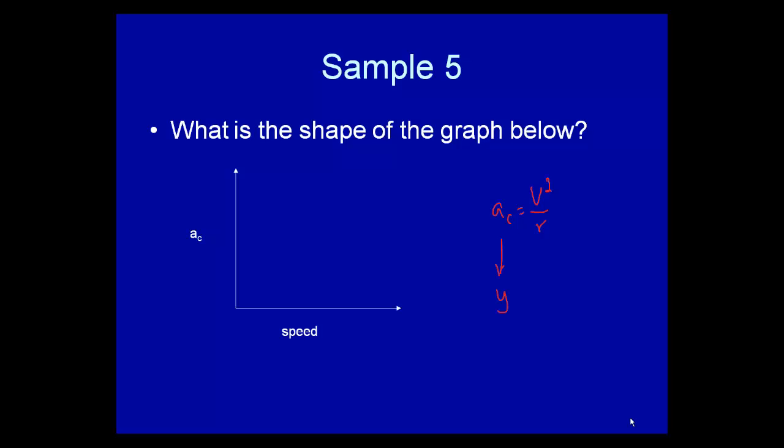Looking at my graph, a_c is on the y-axis, v is on the x-axis. But what it says is y varies with x squared. y is proportional to x squared. The little fish sign means proportional. So therefore, y varies with x squared. Well, that's a parabola. So therefore, it looks like that. Centripetal acceleration is more dependent on speed than anything else. Hope this helped.